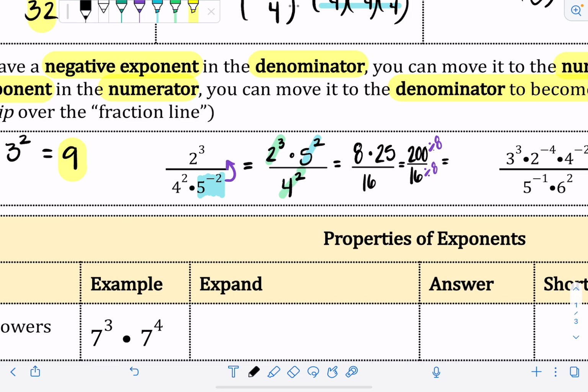So if I do 200 divided by 8, that is 25. And then 16 divided by 8 is 2. So 25 and 2 don't have any more common factors, so that would be my final answer. You could have also reduced from this step if you wanted to, like saying that these cross cancel if you would like.